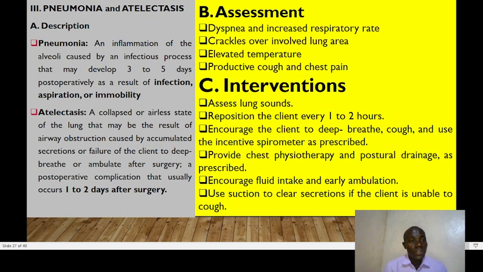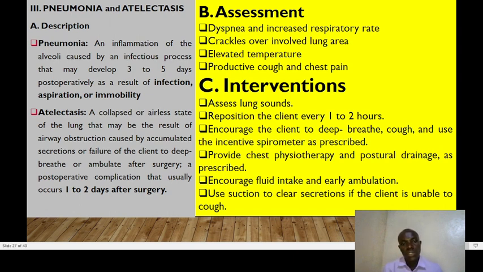In terms of the complications that you have to really prevent, we have the notorious ones being pneumonia and atelectasis. Remember, pneumonia is an inflammation of the alveoli that's normally caused by an infectious process. It may develop between 3 to 5 days postoperatively, and this normally results from either infection, aspiration, or immobility. While atelectasis, on the other hand, refers to a collapsed or airless state of the lung that may result from airway obstruction caused by accumulated secretions or failure of the patient to deep breathe or ambulate after surgery. Okay, this atelectasis is normally a postoperative complication that usually develops between 1 to 2 days after surgery.